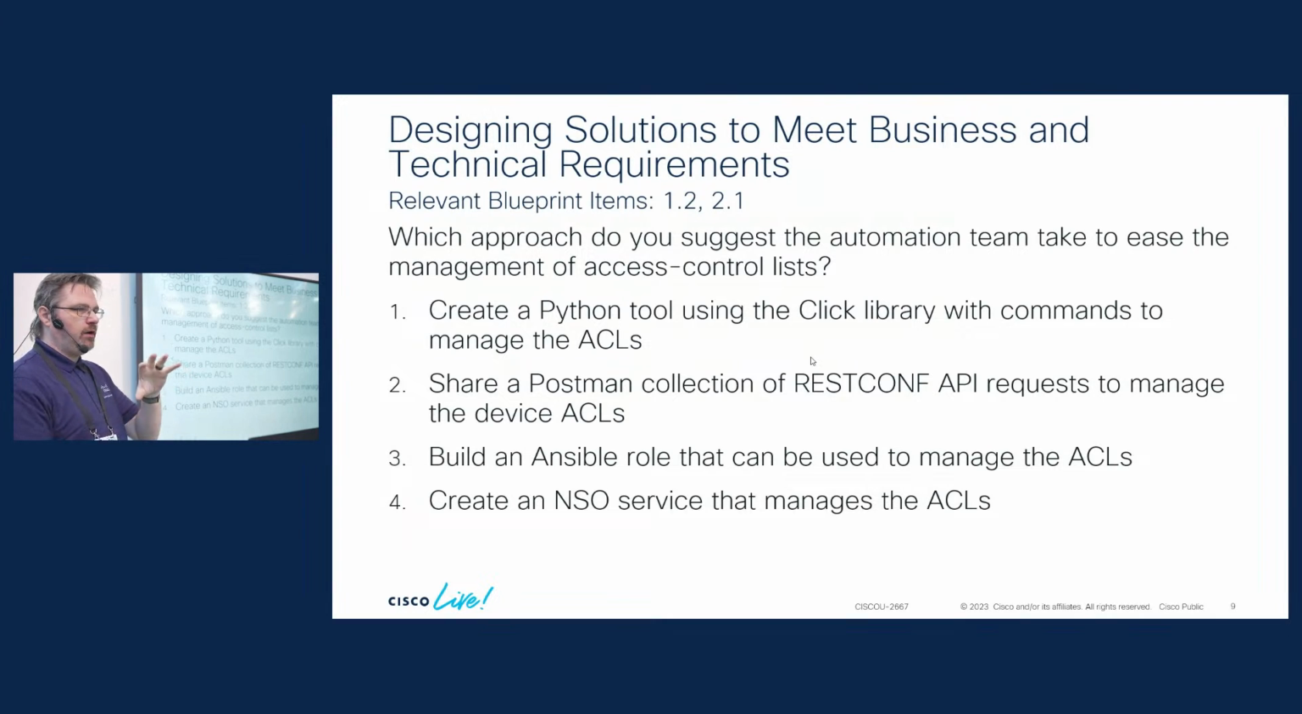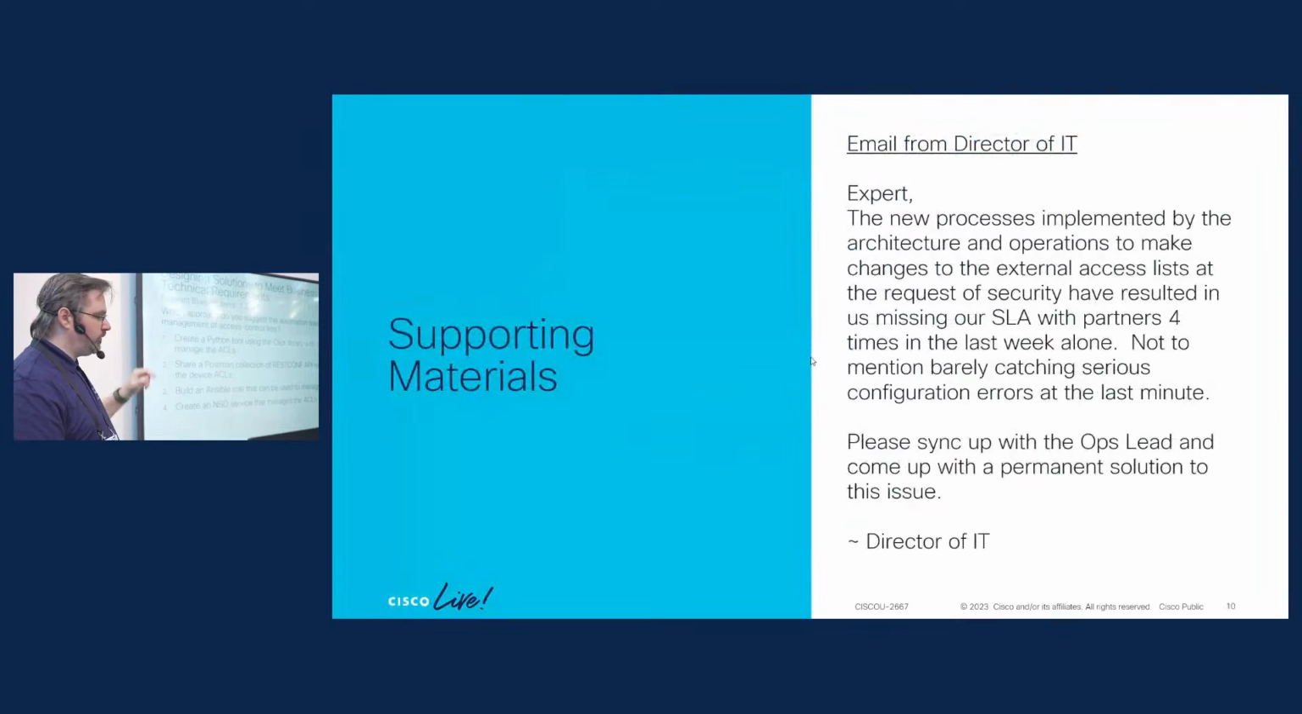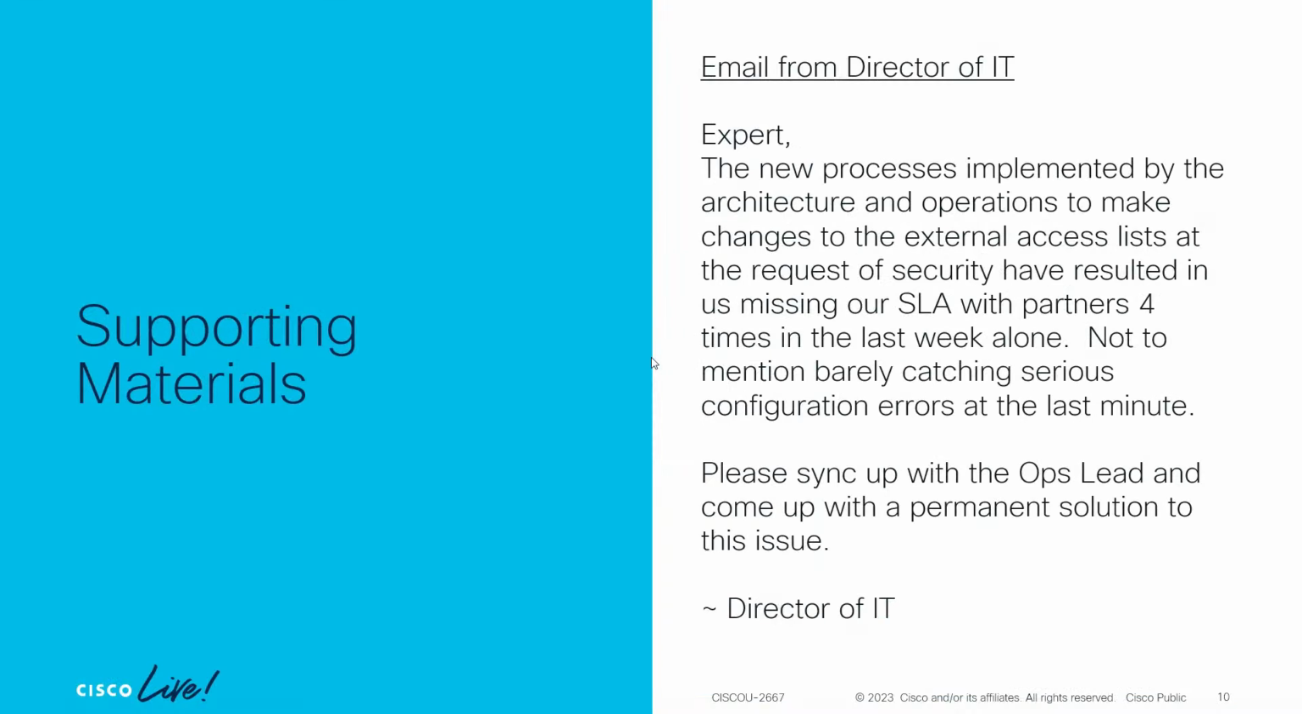And that's where we are going to give you those resources, that other information that you need in order to answer this question. So this is the first email, for example. You get an email from the Director of IT. Hey, expert, so we call you an expert already, so we give you the benefit of the doubt. The new processes implemented by the architecture and operations team to make changes to external access lists at the request of security have resulted in missing our SLA with partners 4 times this week alone. Not to mention barely catching serious configuration errors at the last time. Please sync up with the ops lead and come up with a permanent solution for this issue.